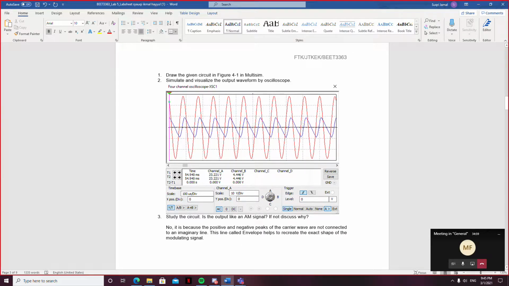It is because the positive and negative peaks of the carrier wave are not connected to an imaginary line. This line, called the envelope, helps to recreate the exact shape of the modulating signal.